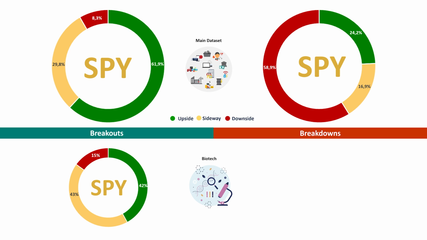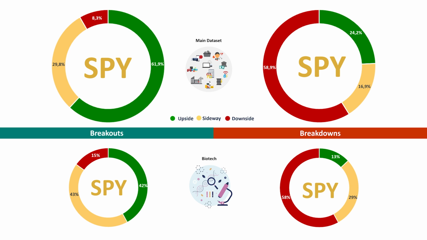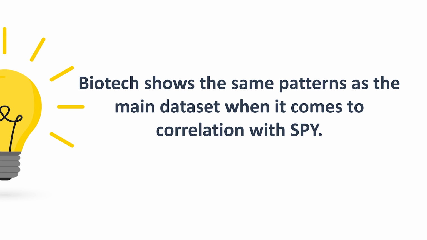In 43% of the cases, the market was moving sideways. When it comes to breakdowns, the data is surprisingly similar in terms of numbers, showing some consistency and some credibility on the main dataset as well. Biotech shows the same pattern as the main dataset when it comes to correlation with SPY.